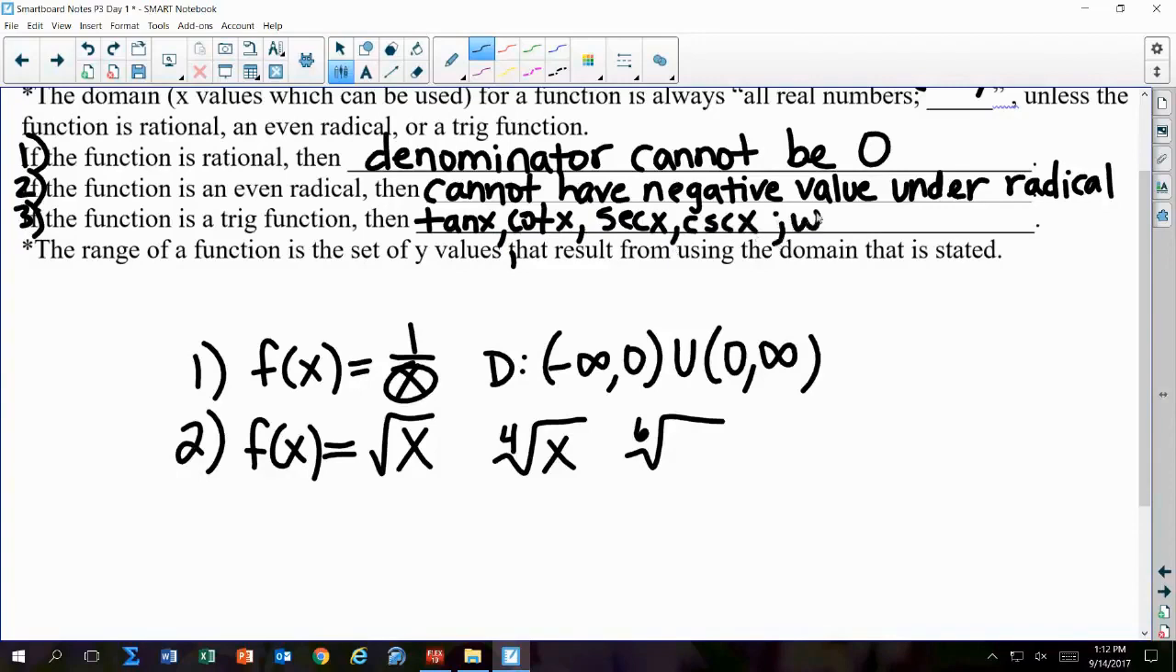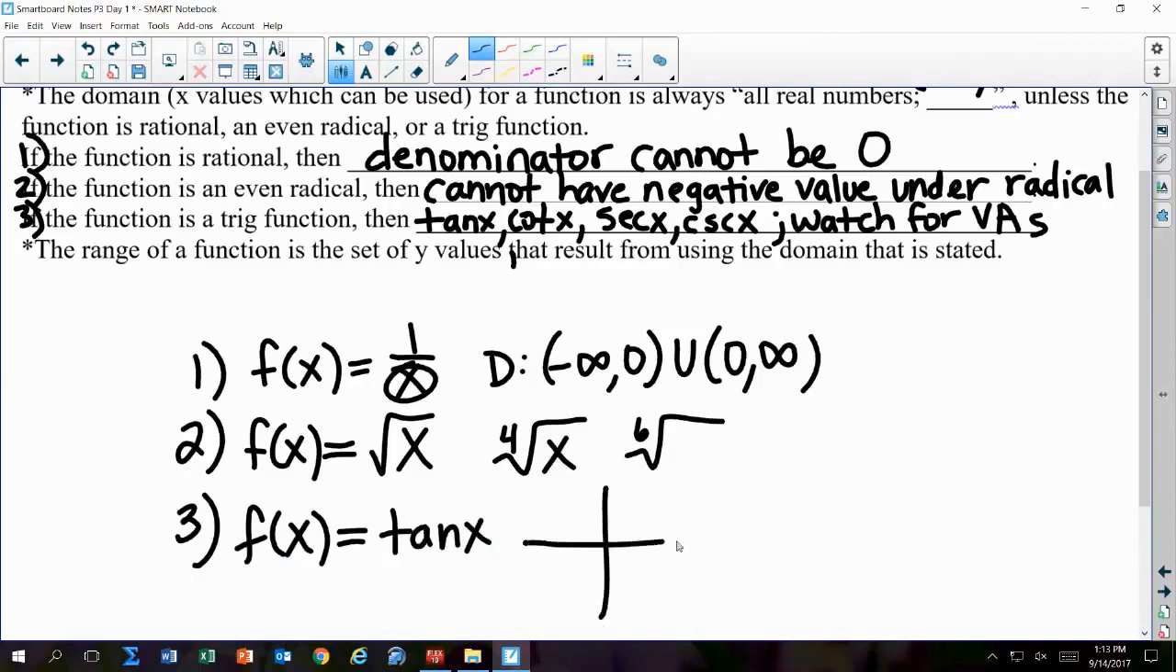We need to watch for vertical asymptotes. I'm abbreviating vertical asymptotes to be VA, but that's what it means. You have to be careful of vertical asymptotes. For example, if I'm looking at the tangent function, I know that when I graph the tangent function, we have these asymptotes here, right? And they continue on in both directions. What's the issue with asymptotes? Are you going to have a point on those asymptotes? No, it's going to be undefined there.